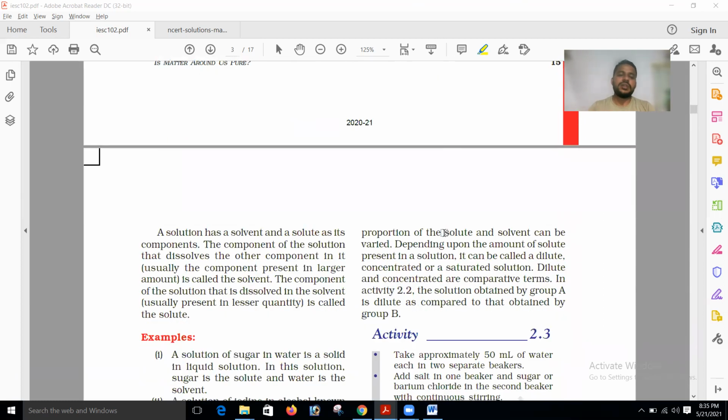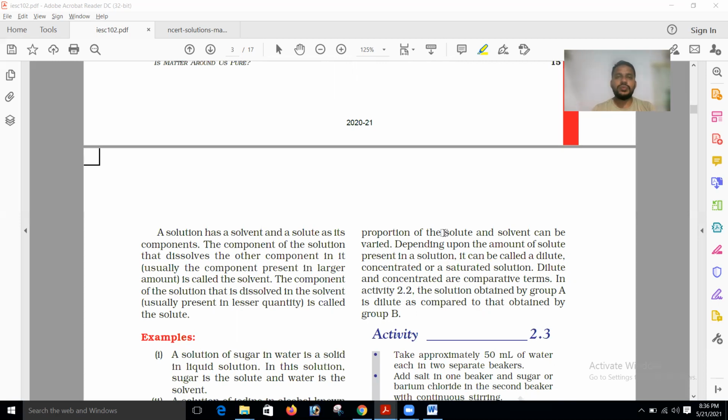So next thing we have to see, a solution has a solvent and a solute as its component. যেতিয়া আমি solution বুলি কম তেতিয়া তাত কি থাকিব? তাত দুটা পাৰ্ট থাকিব, one part is known as solvent and another part is known as solute. Okay, so দুটা part থাকে. So the component of the solution that dissolves the other component is called the solvent.